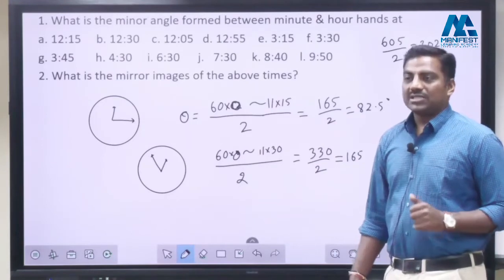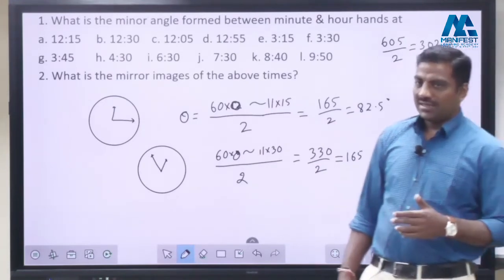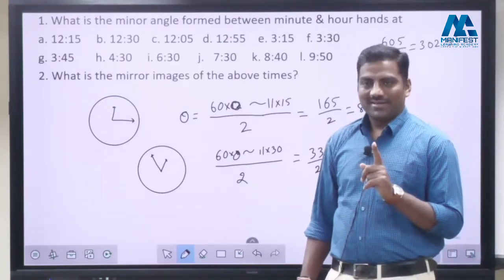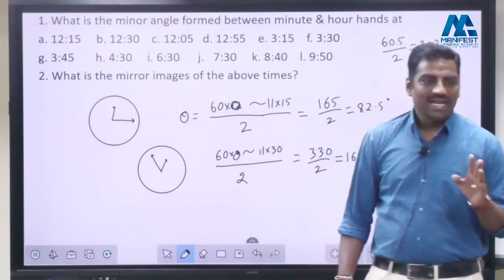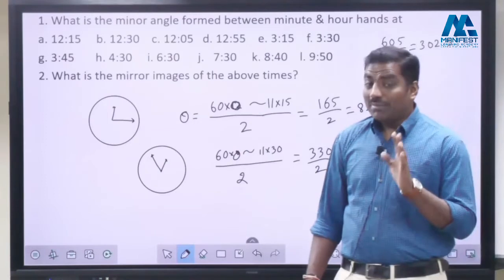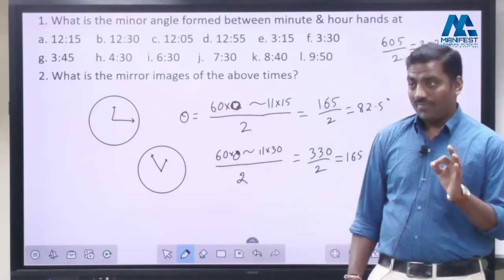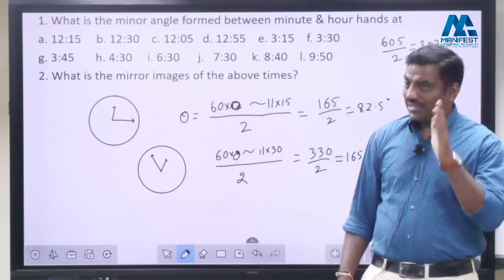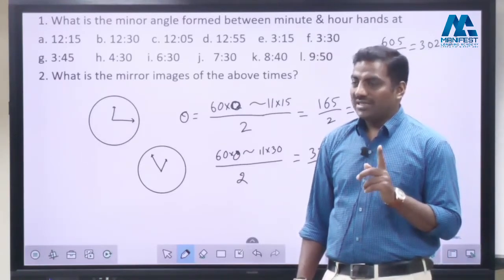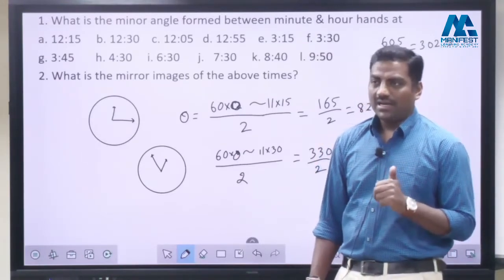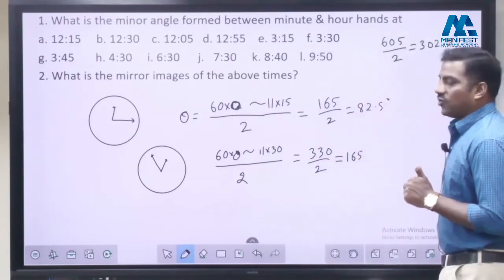And whatever appears to your mind when you imagine will not be correct. Except 12, 6, 3 and 9, all other times the imagination will go wrong. Because we don't consider that the hour hand is moving. So the hour hand is moving. That is making the difference here. Done? Yep. Next, 3:45.